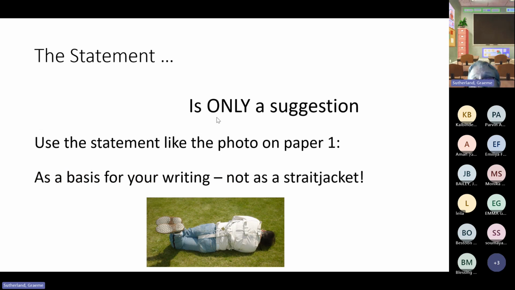The statement is only a suggestion. Just like the photo on paper 1, you can do anything that your imagination wants you to do with it. It's meant to be a basis, not a straitjacket.